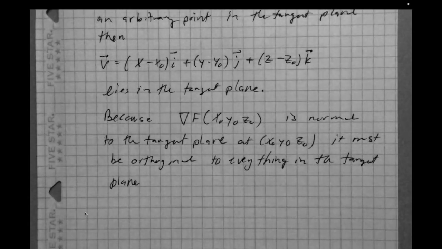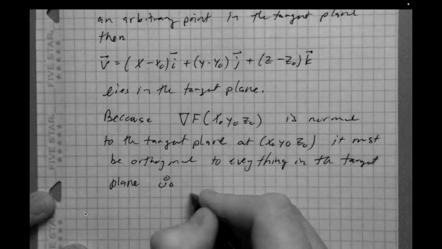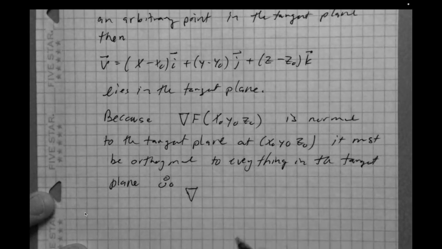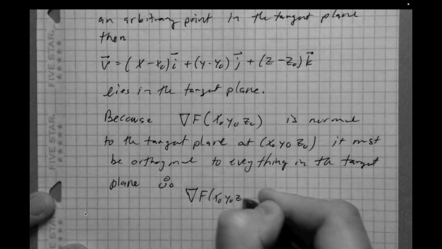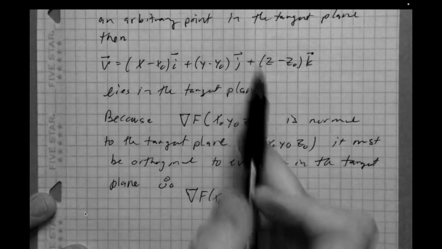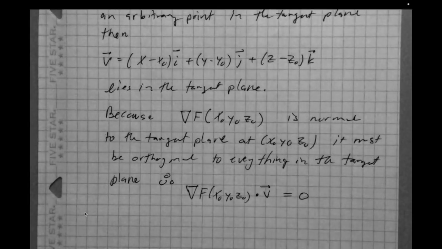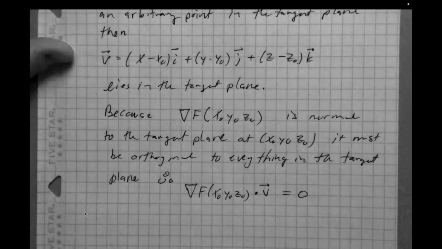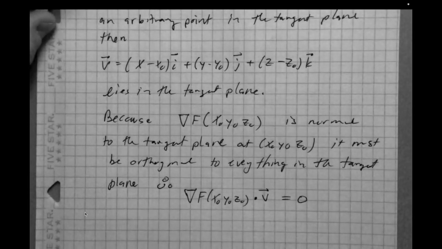Okay. And what does that mean? Well, therefore, basically the gradient vector evaluated at x naught, y naught, z naught, and dotted against any vector v that's in the tangent plane is going to be equal to 0. Right? That's just the dot product telling us that. And this is going to lead to the following theorem, which will tell us how to identify the equation of a tangent plane.